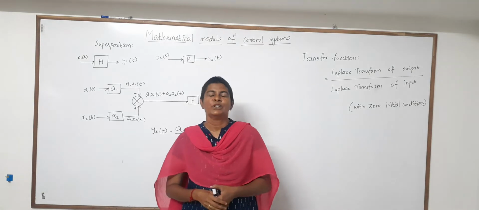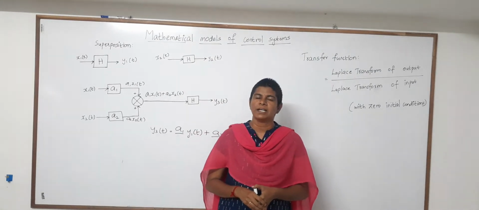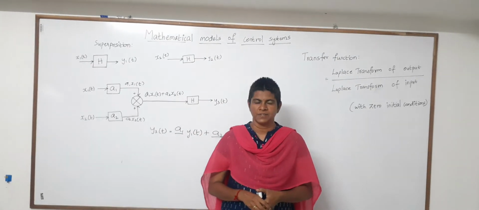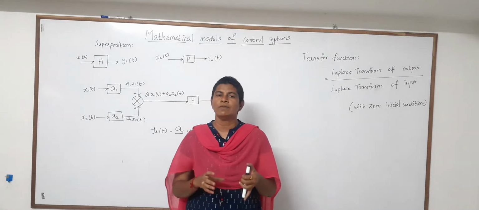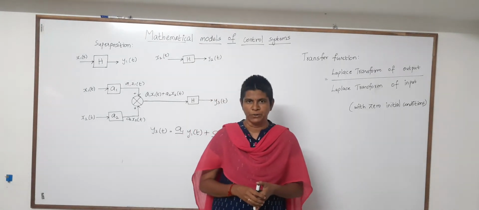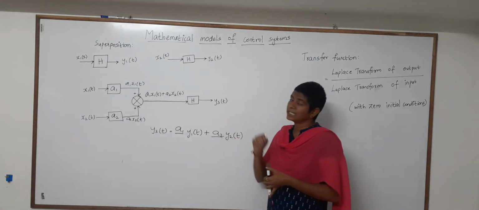Hello students, today's topic is mathematical model of control systems. As we all know, a control system is something which always gives a stable output. So what is meant by mathematical model then?